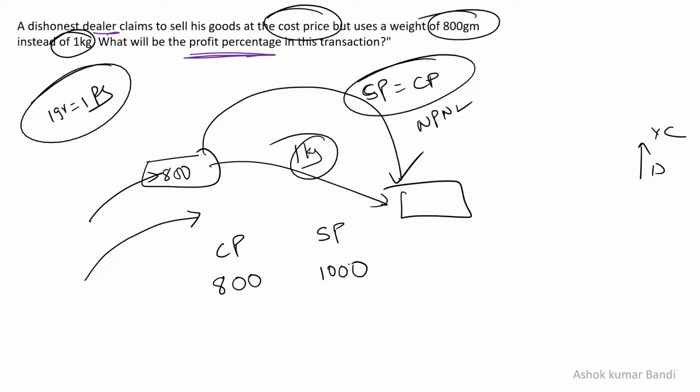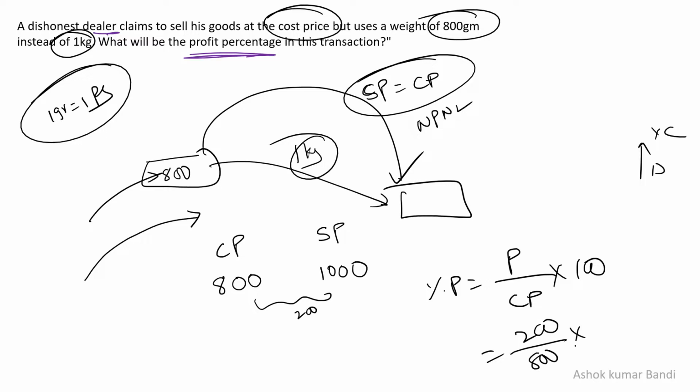So I am buying 800 grams for 800 rupees, but after giving it to another I am getting 1000 rupees. So how much profit is there? 200. But I don't want profit, I want profit percentage. So profit percentage equals profit by CP into 100. So my profit is 200, my CP is 800, into 100. You are going to get 25% profit.